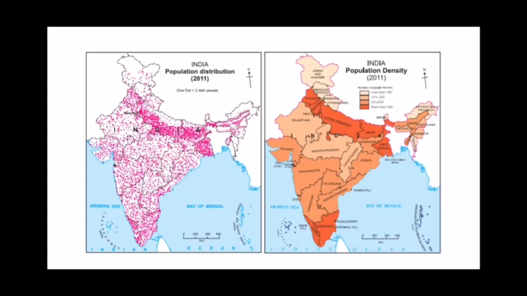In the density map, you can get a clear picture of the population. The darkest orange shows more population. That is towards the north, the Great Indian Plains, and towards the tapering of the peninsular region, we have more population, and very little population towards the north and the northeast.